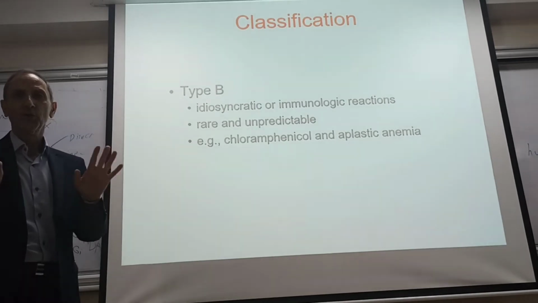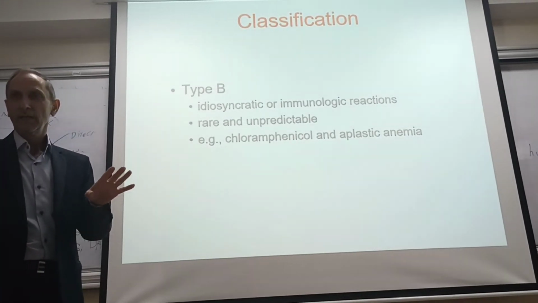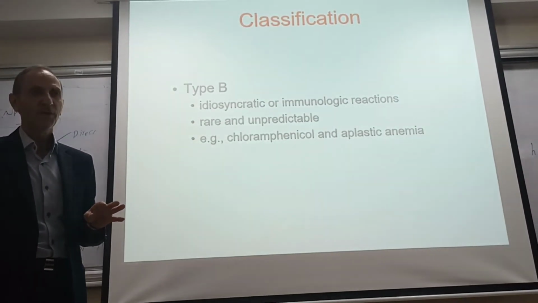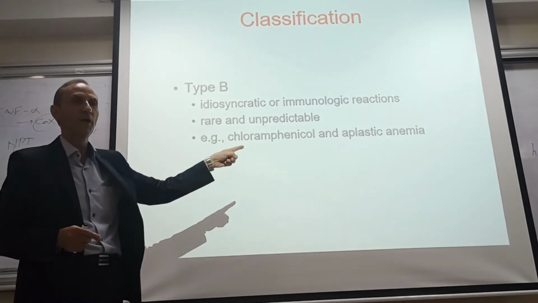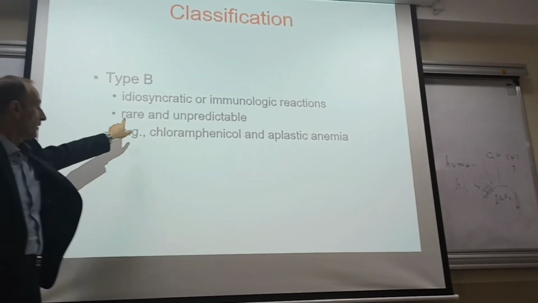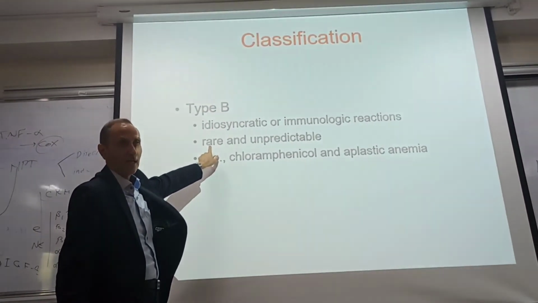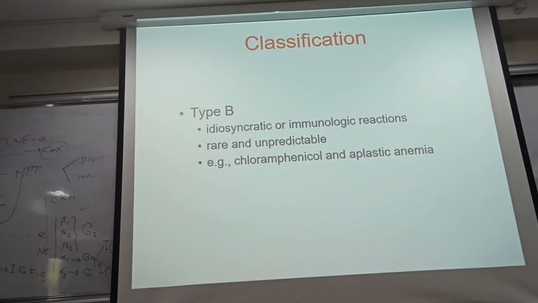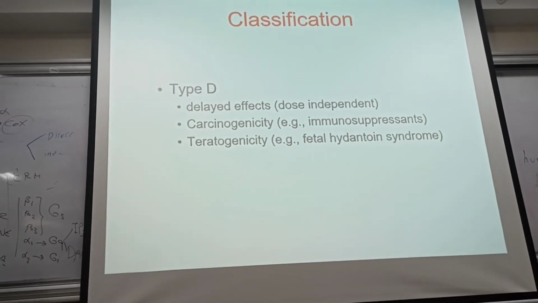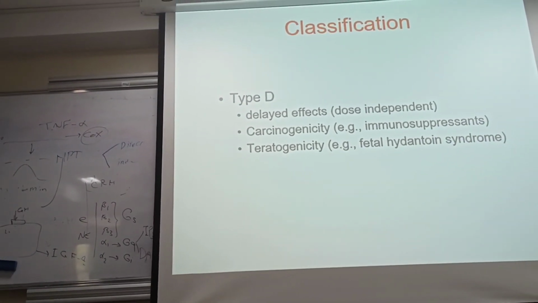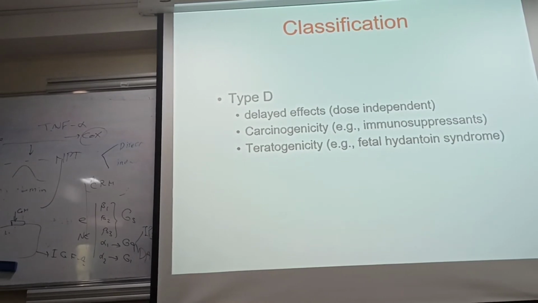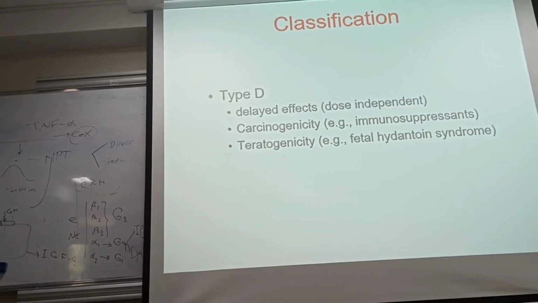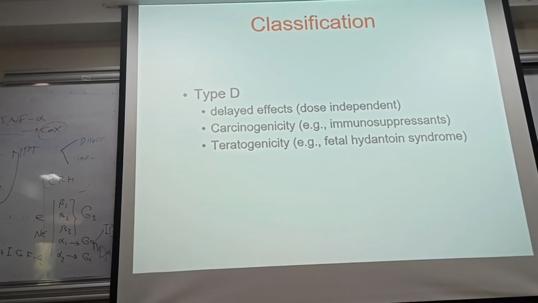This reaction is not dependent on dose, and genetic predisposition can determine whether a patient may experience aplastic anemia or not. So here we have rare reactions and unpredictable. So type A was extension of pharmacological effect. Type B was idiosyncratic and immunology. Type C was after long-term use.